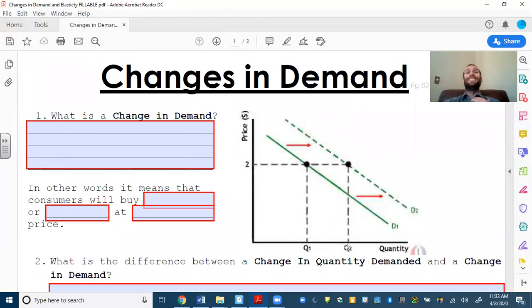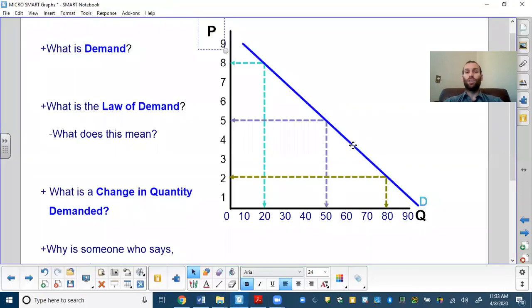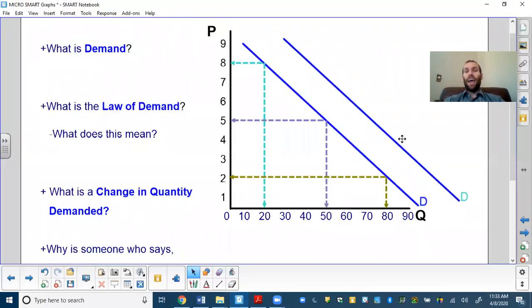Demand can also decrease, and then at the same price, people would buy less. But the other thing to keep in mind is if demand is to change, it could increase, and you would have our first D1 and D2, and that means at $5, people were buying 50, but now they're buying, let's say 75. At $8, they were buying 20, and now they're buying, let's say 40, and at $2, they were buying 80, and now they'd be buying like 100. What that means is that at every single price, people are demanding more.